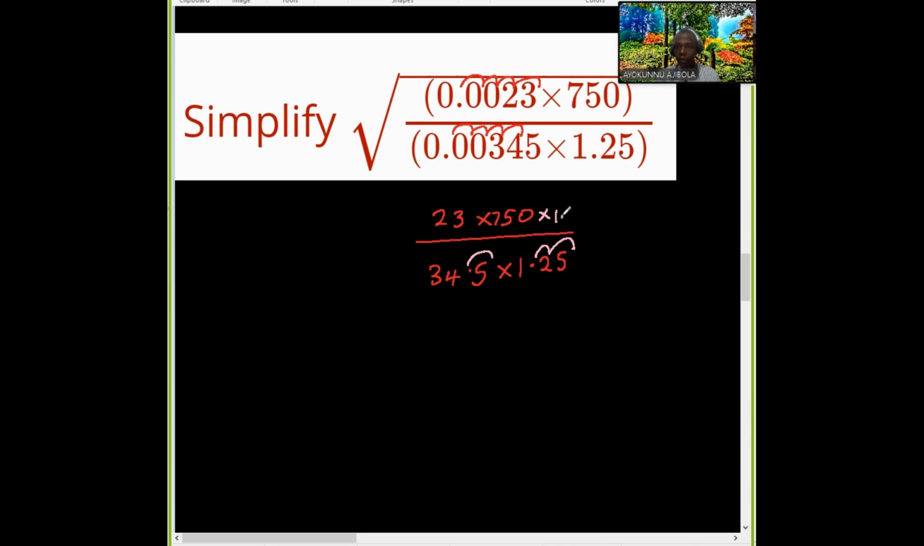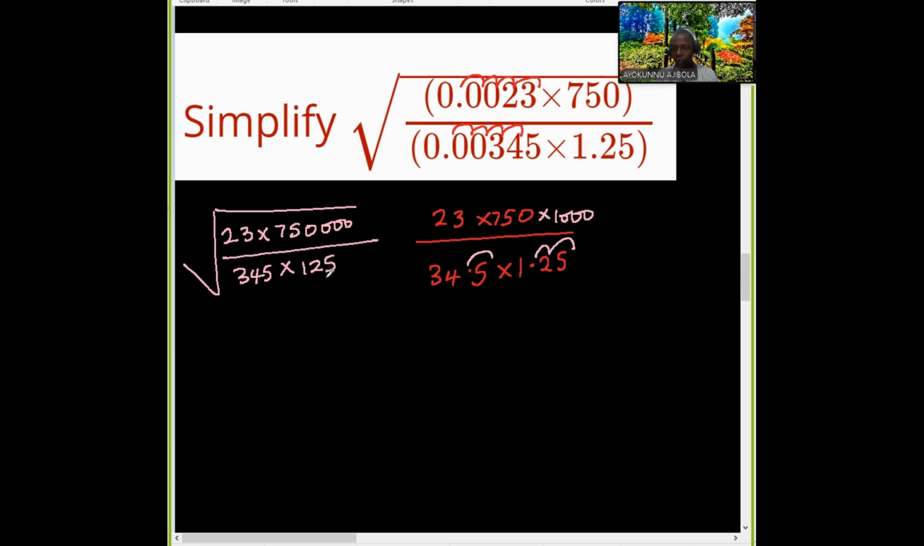So that will be 1,000. Now I'll write the expression again as the square root of 23 times 750,000 all over 345 times 125. Okay, is that clear? Yes, sir. I remove this. Then I start to see what I can use to divide them. Okay, I can divide this by 5.